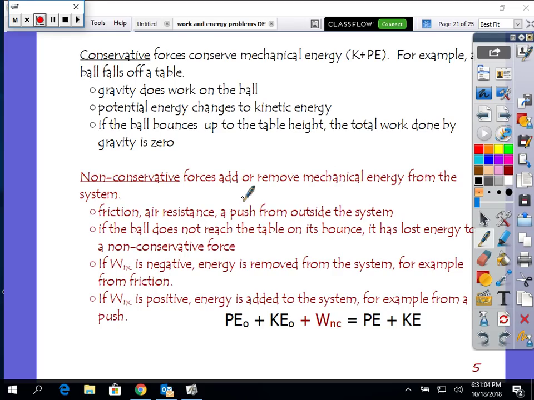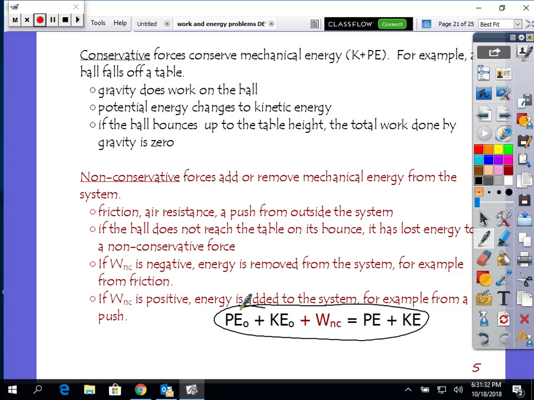When there are non-conservative forces, we have to add the work done by the non-conservative forces. If it's taking energy away like friction, it'll be a negative amount of work. If it's adding energy, like my pushing the dresser across the floor, it'll be a positive amount of work. So now our conservation of energy equation becomes this.